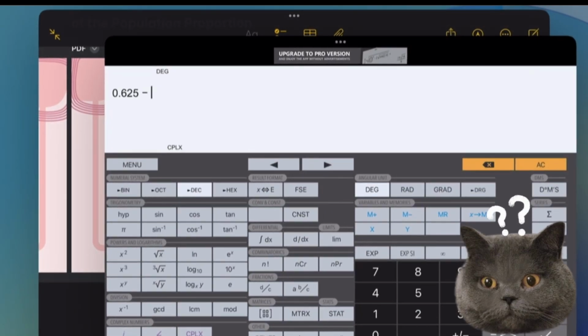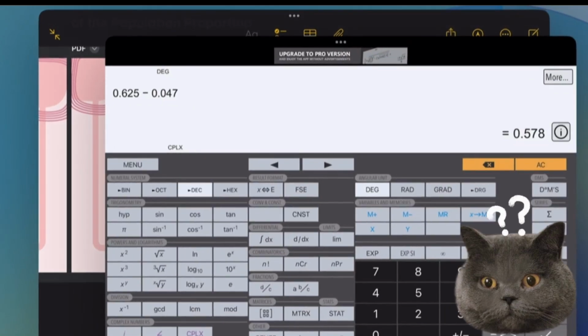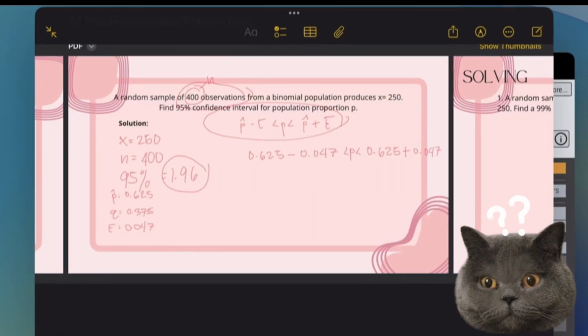0.625 minus 0.047. So we have 0.578. So our lower limit is 0.578.